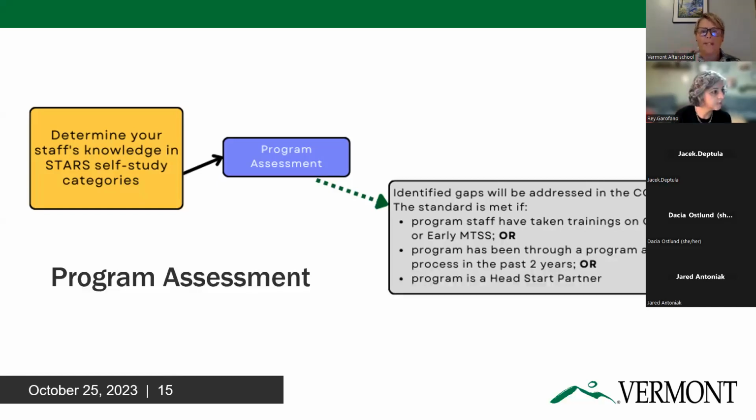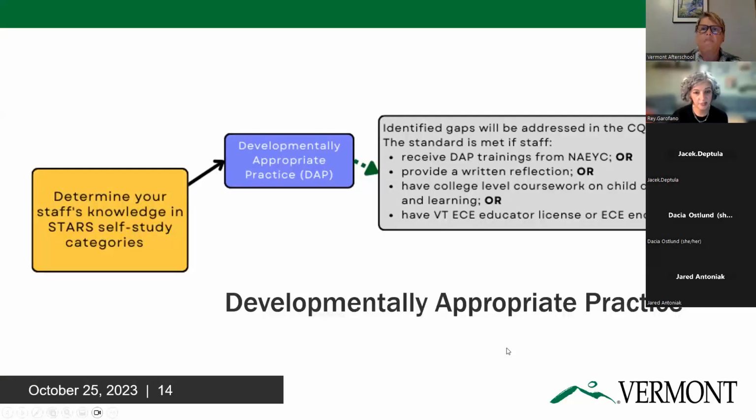Can you go back to the last one just for a second? Because I know this is going to be a question. So, receive training from NAEYC. Most people aren't going to get training from NAEYC because that's an early childhood organization, right? Okay, all right. So they can have coursework in child development from their college, or you can provide a written reflection. I just want to point that out so people don't feel like that's something they have to do. Make sure you understand that this is an or. There are other things that you can do to meet this requirement.